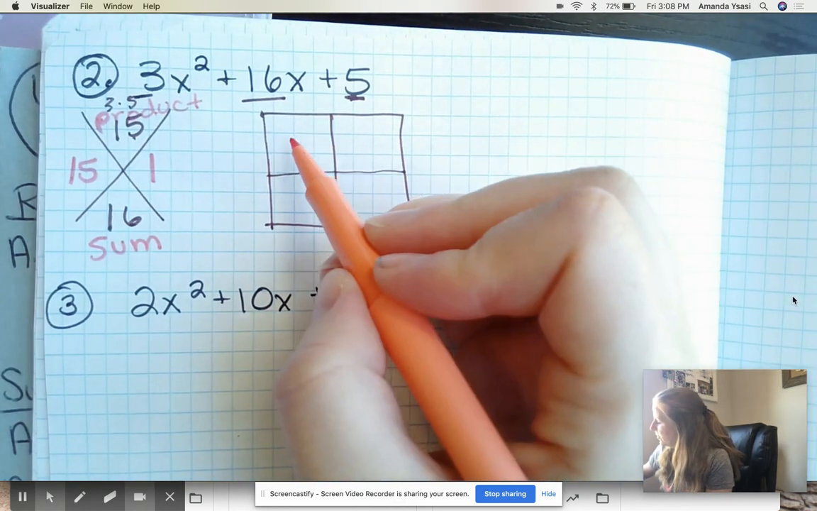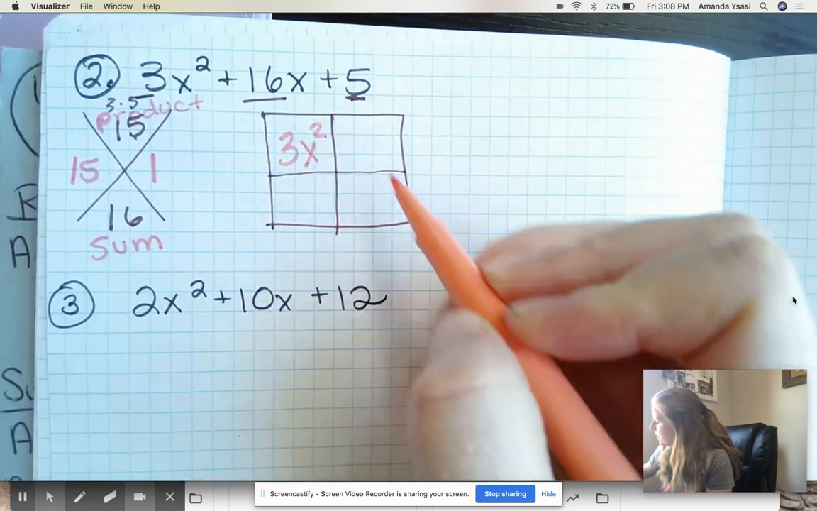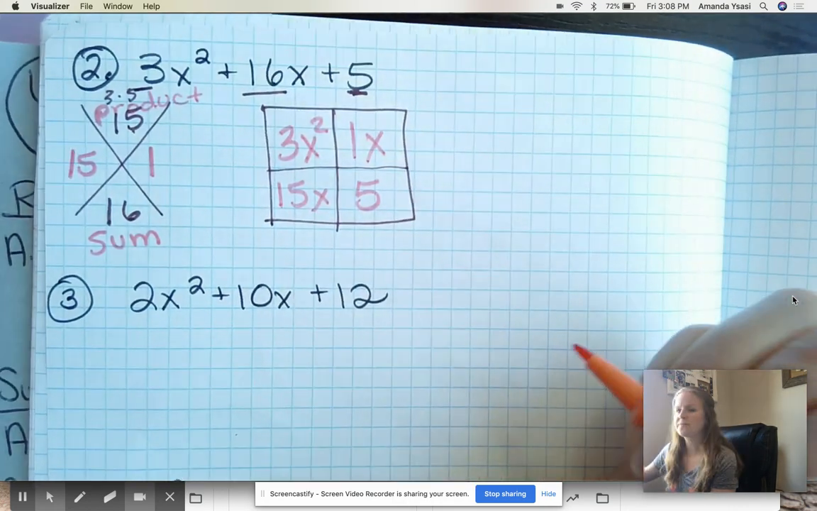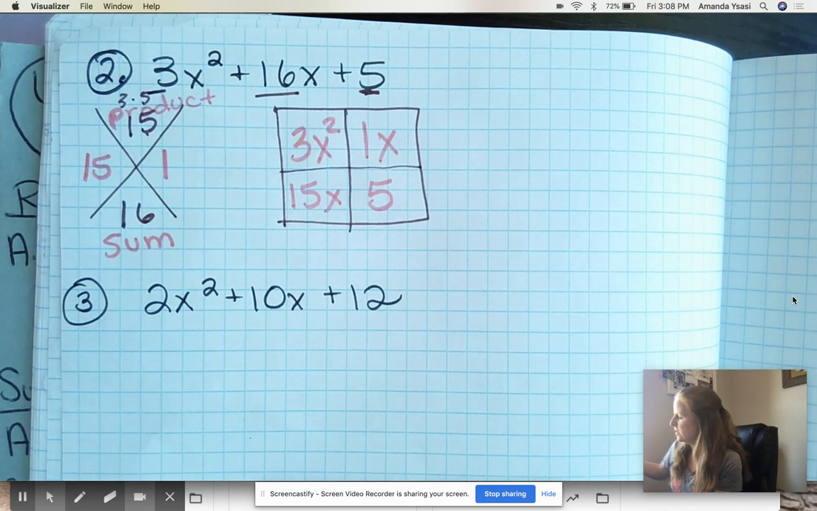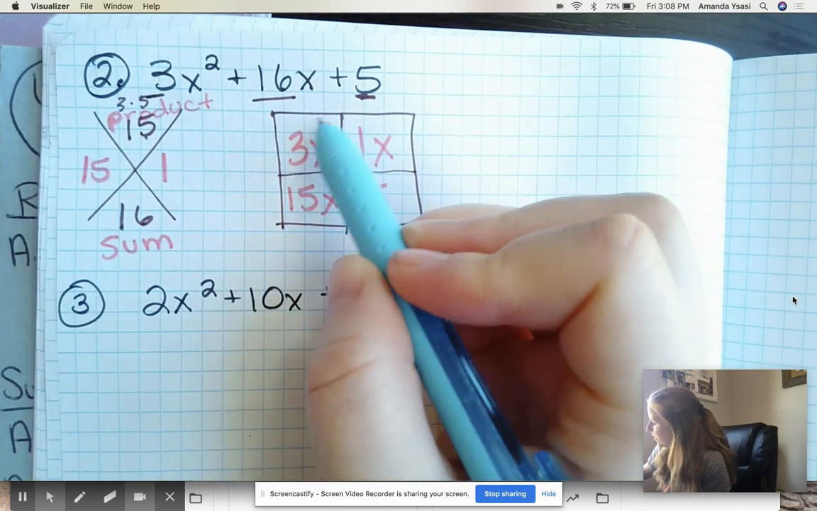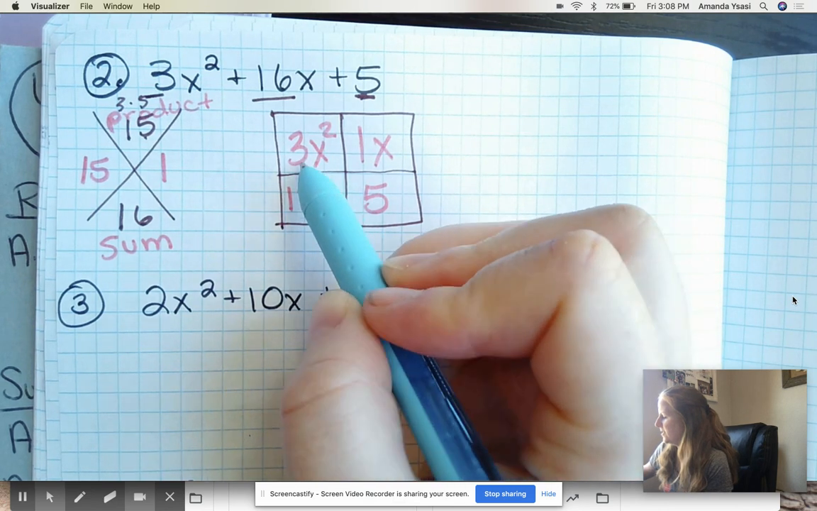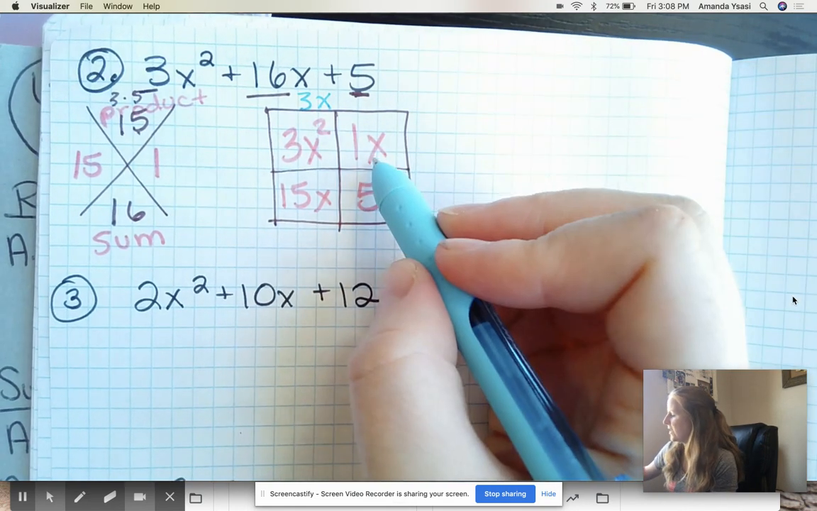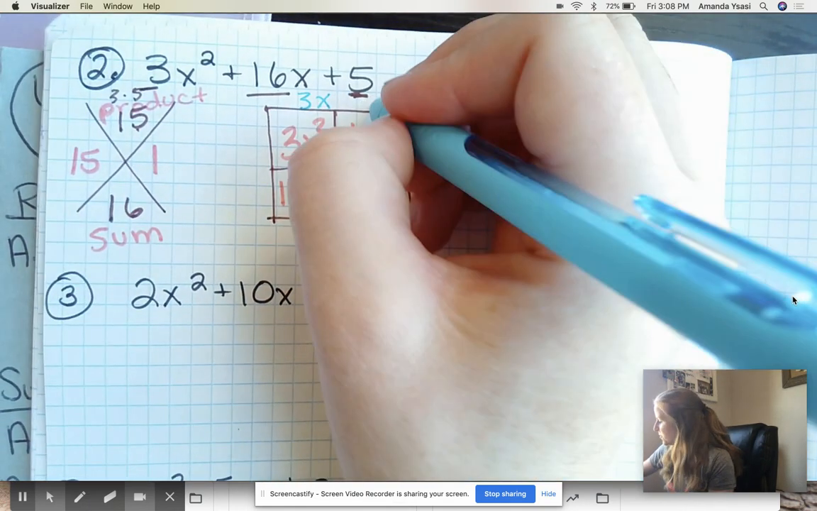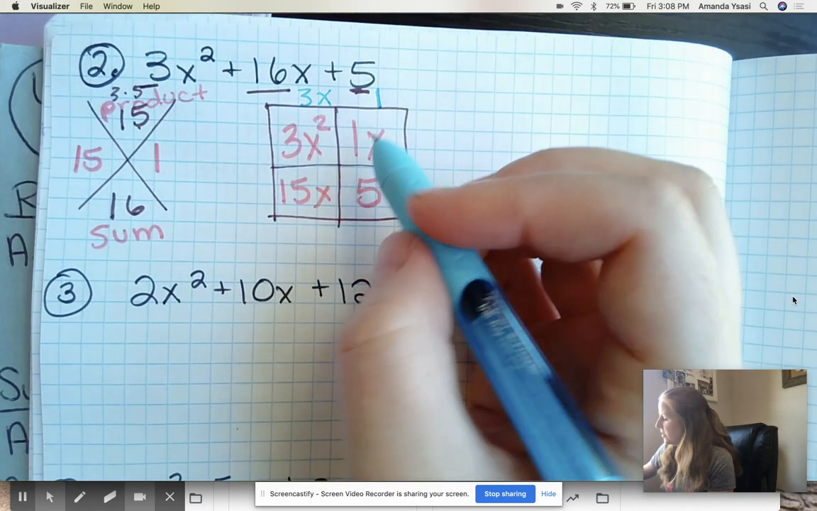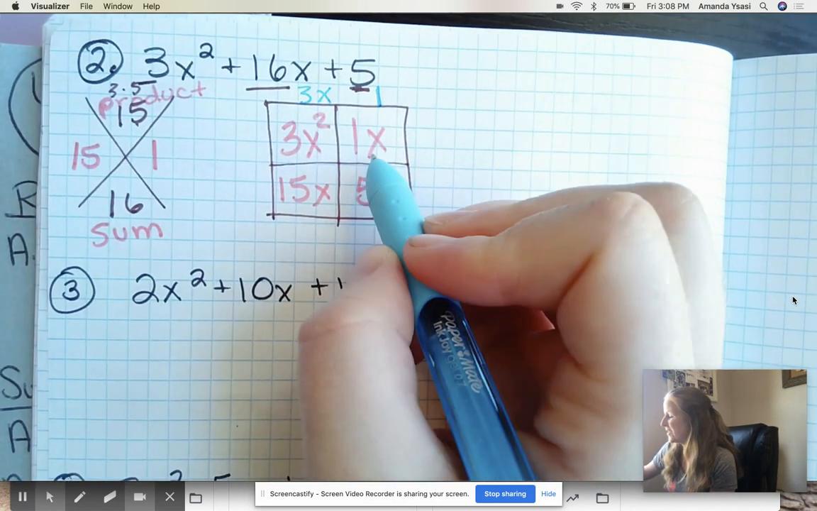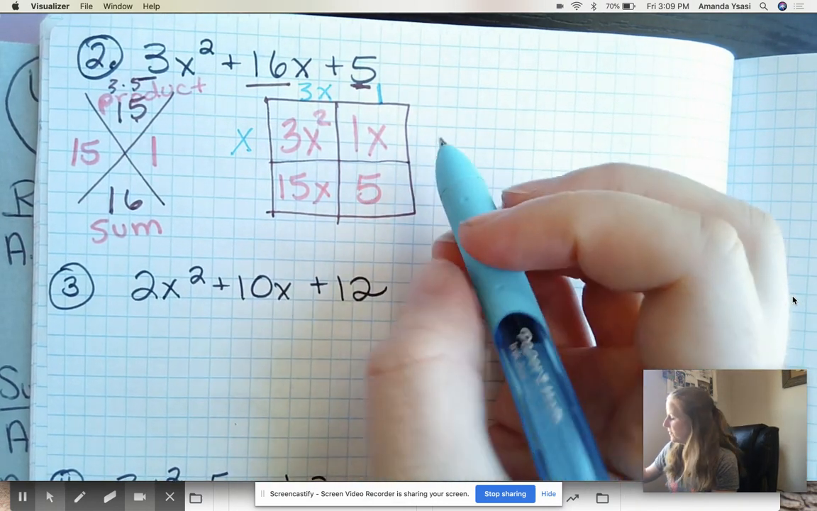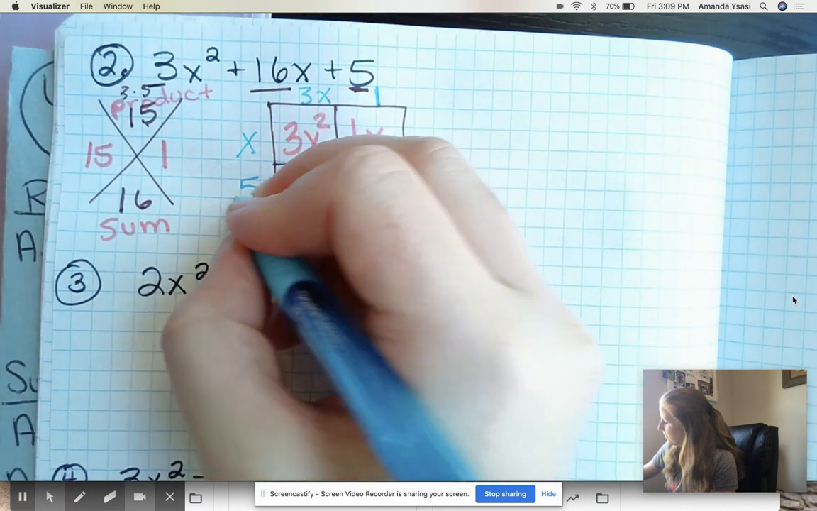All right, so let's move on to the box. So this is 3x squared, and this is 5. And then I have 15x and 1x. Now I'm going to factor out. All right, so let's look at this column right here. 3x squared and 15x. They have 3 in common, and they also have an x in common, so this is 3x. 1x and 5. They have nothing in common, so we're just putting in 1. GCF is 1. 3x squared and a 1x. The only thing they have in common is the x, so I can factor out the x. 15x and 5. The only thing I can factor out of there is a 5.